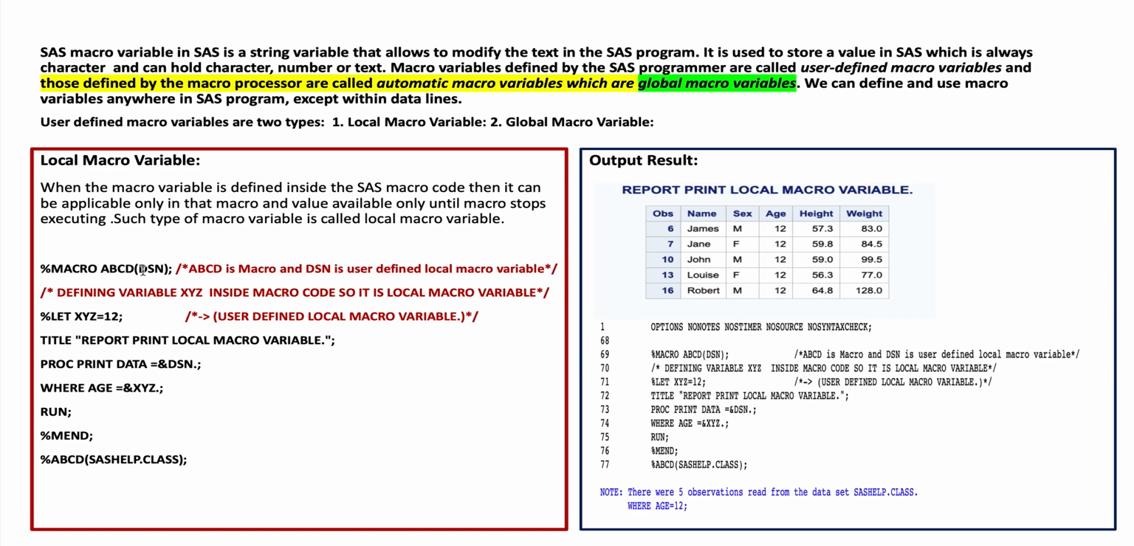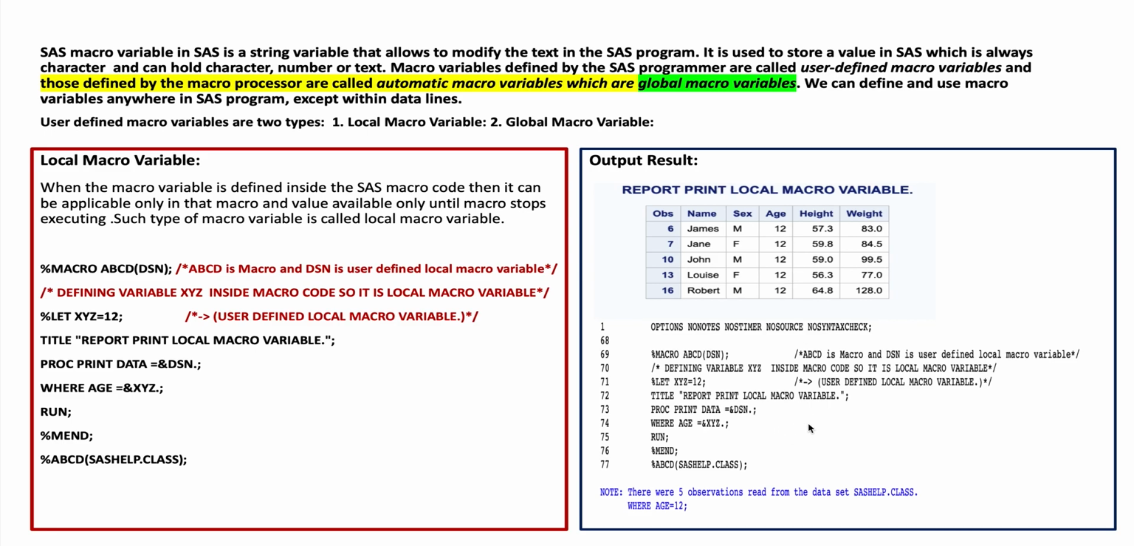When we run the first set of the code, we will get the result as shown on the right side. The title is "report print local macro variable", and from this table it is clear that the age variable contains only age 12. That means local macro variable XYZ has resolved. As a result, we observe this result, which includes age equals 12.